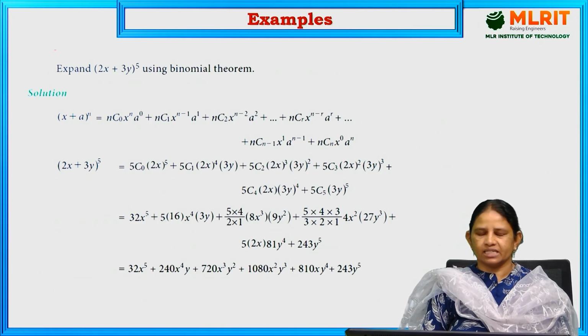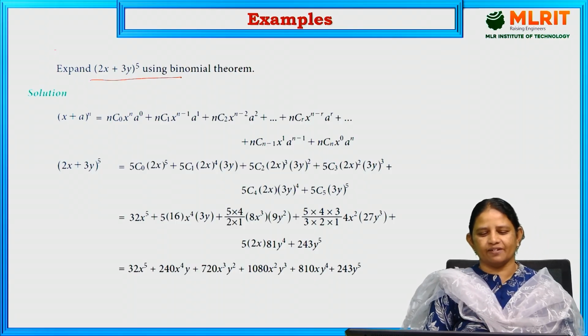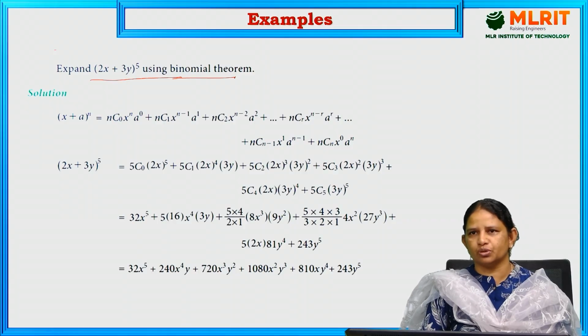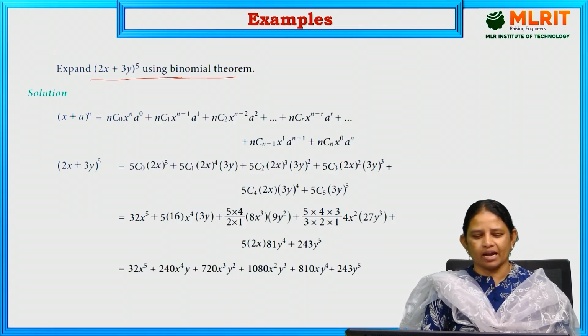Next, consider the examples. Expand 2x plus 3y whole to the power of 5 using the binomial theorem. So we have to substitute those terms in the binomial expansion. What is the formula for the binomial expansion?